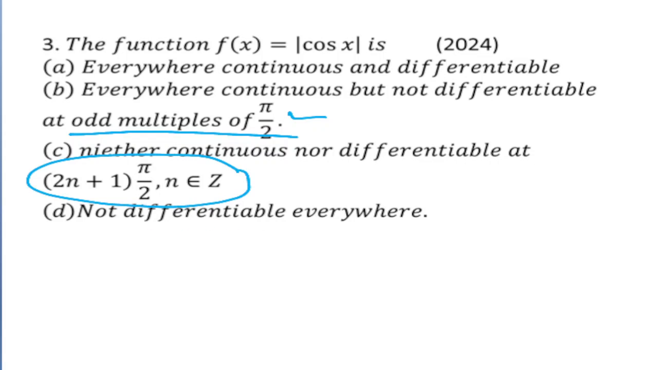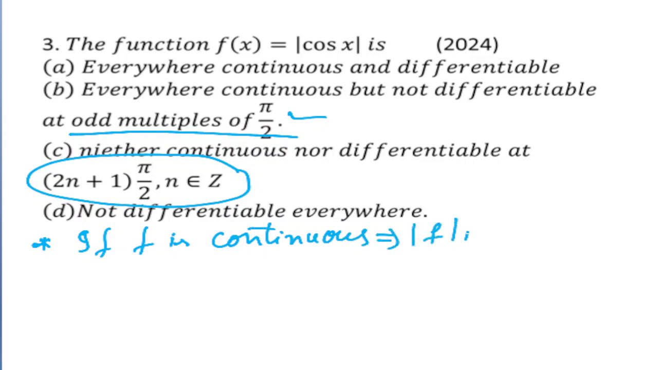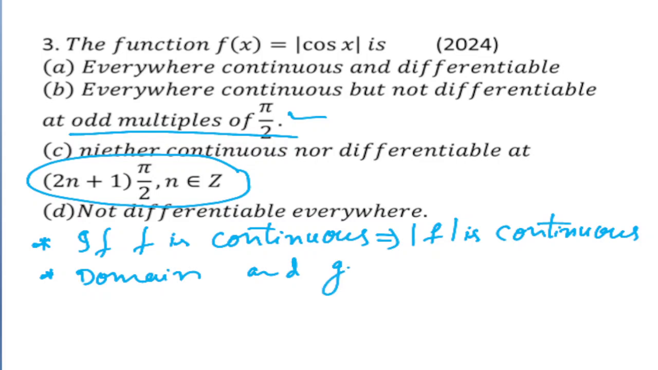See, these kind of problems are knowledge problems, friends. If you know facts, you can solve this problem. Now, what are the facts that should be known to solve this problem? First one is, if f is continuous, then that implies modulus of f is also continuous. This is the first condition we should know. And the second one, you should know the domain of the given function, and better to know the graph. If you know the graph, friends, directly you can write, is it continuous, differentiable or not.